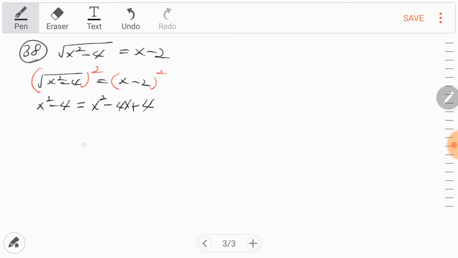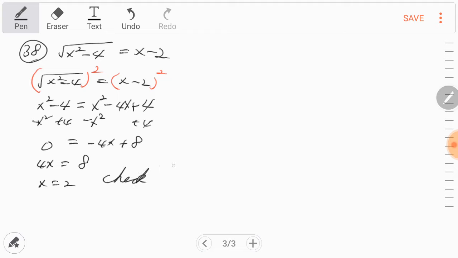Then we can cancel out x squared, so minus x squared. Let's minus x squared each side, and then plus 4 each side. So 0 is equal to negative 4x plus 8. And then from here, move negative 4x to the left, so 4x is equal to 8. Then x equals 2.